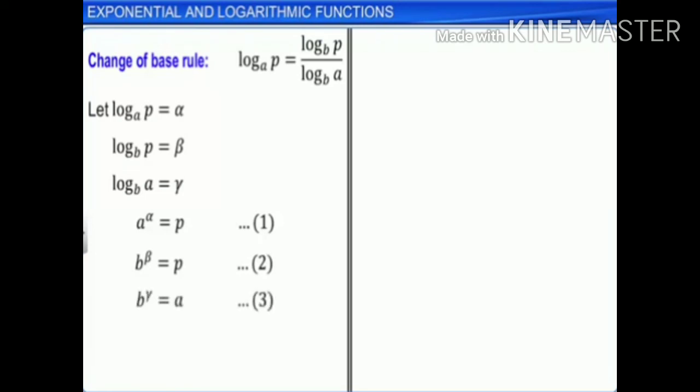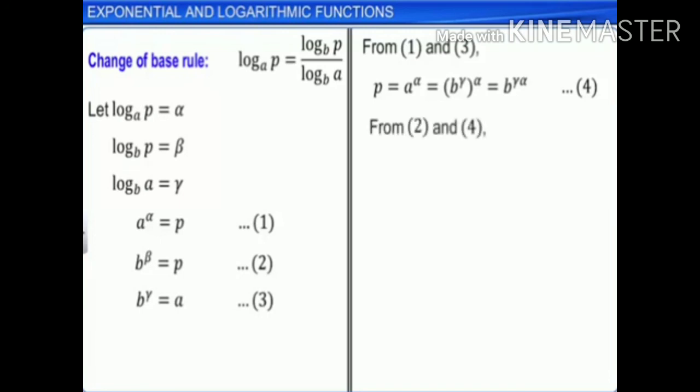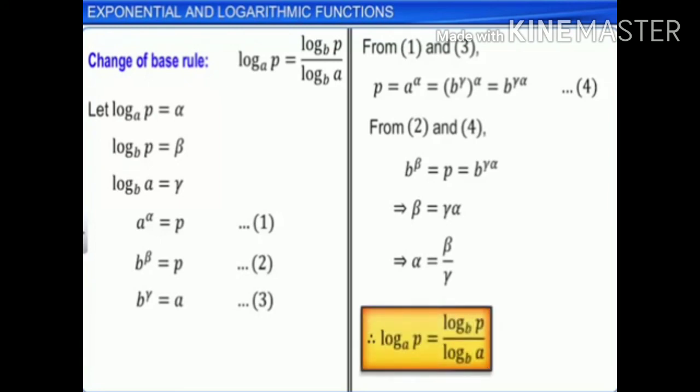From equations 1 and 3, we get p is equal to b raised to the power gamma into alpha. Now, from equations 2 and 4, we get b raised to the power beta is equal to b raised to the power gamma into alpha. This implies that beta is equal to gamma into alpha. Alpha is equal to beta divided by gamma. Therefore, log p to base a is equal to log p to base b divided by log a to base b.